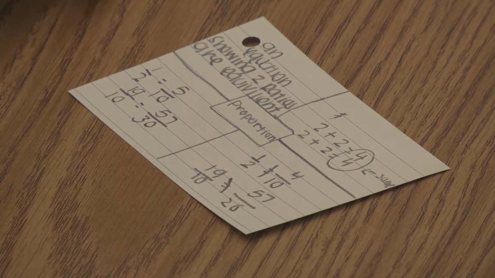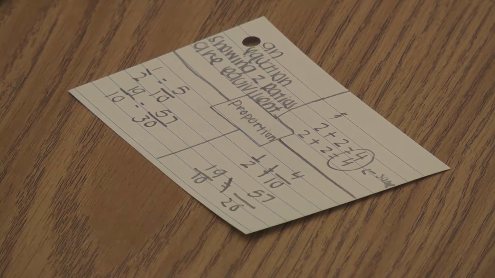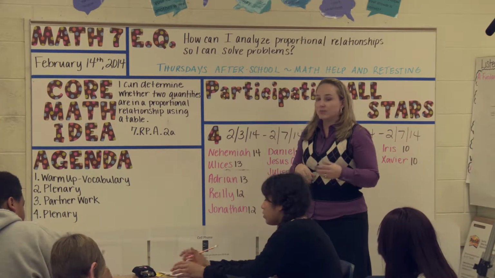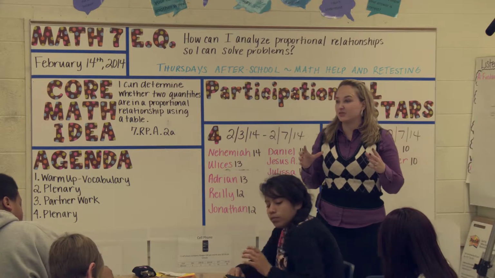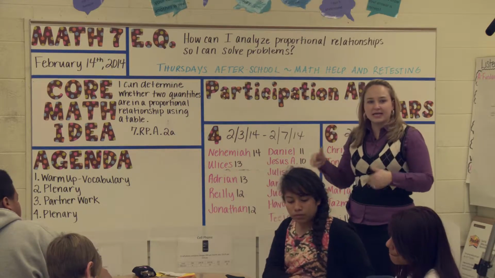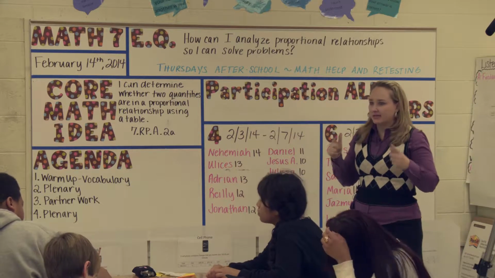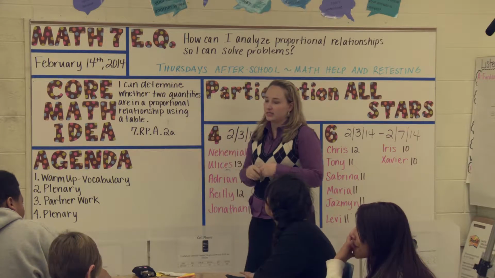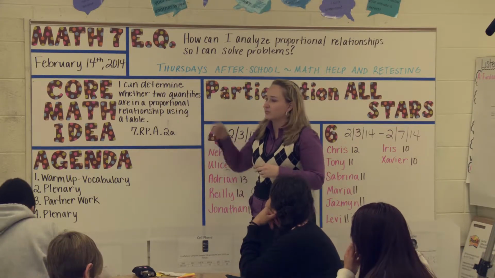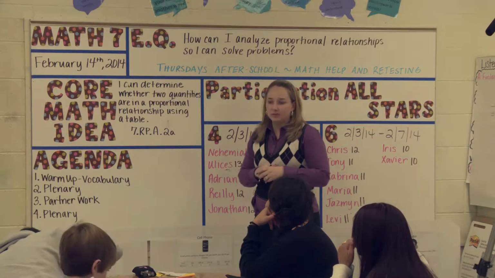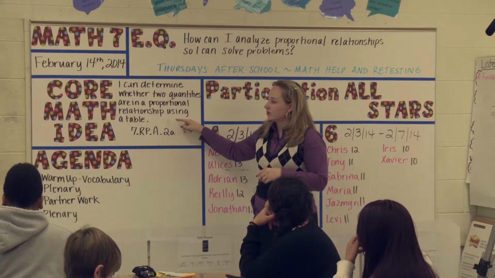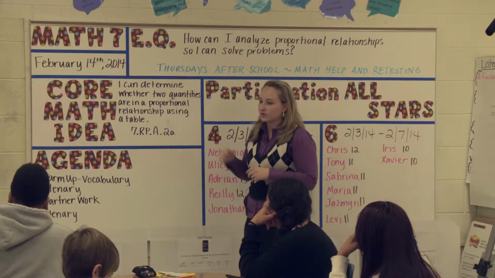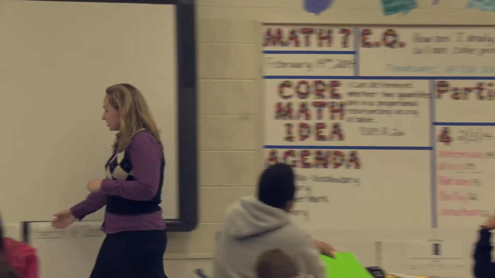Okay. So I'd like to direct your attention to our core math idea today. We've talked about proportions before, but proportions are one of those critical things in 7th grade math. So it's always a good idea to come back and think about it again so we don't forget. So today we're going to work on determining whether two quantities, so two different numbers, are in a proportional relationship using a table. So we're being very specific about the tool that we're using today, a table. There's other tools we can use, and we'll talk about them later, but today we're going to focus on using a table.